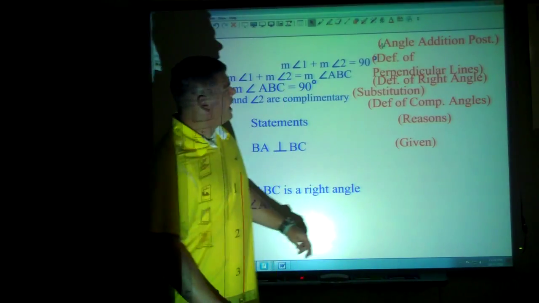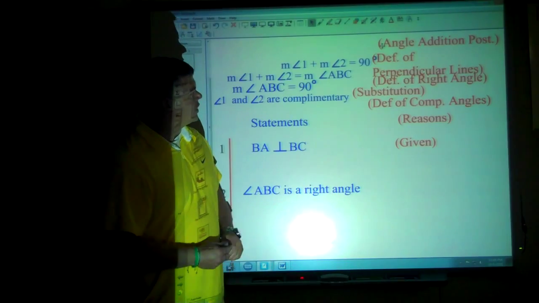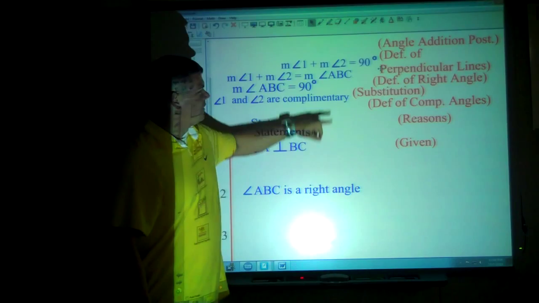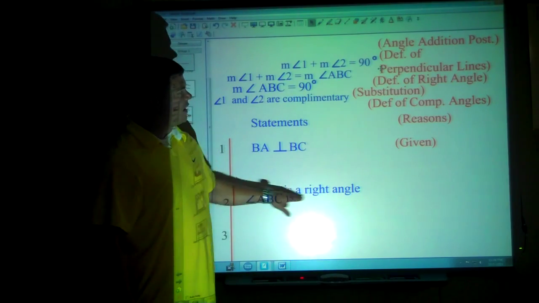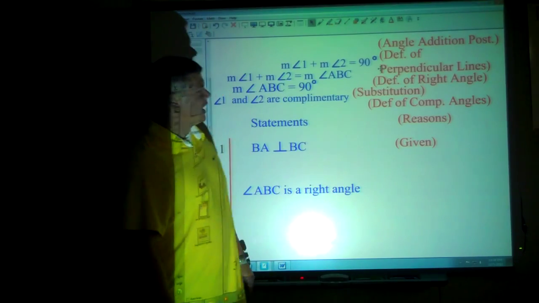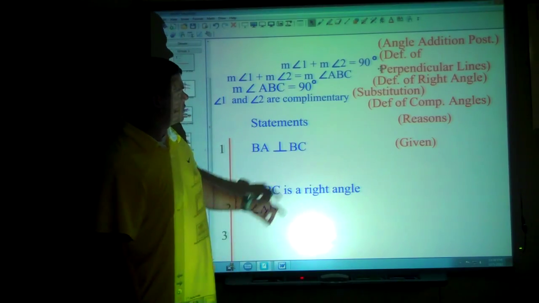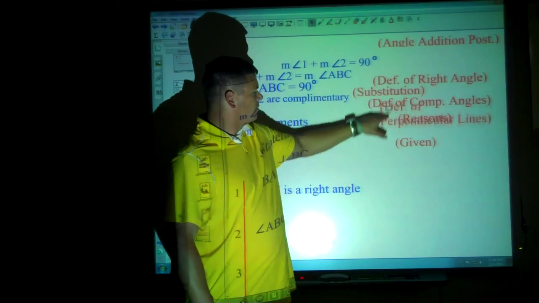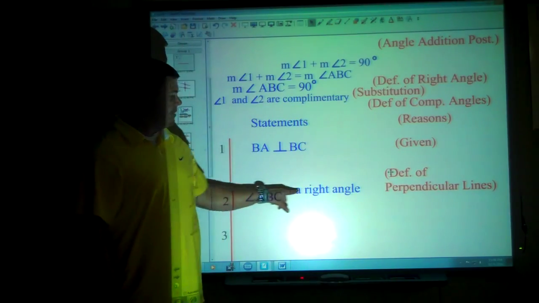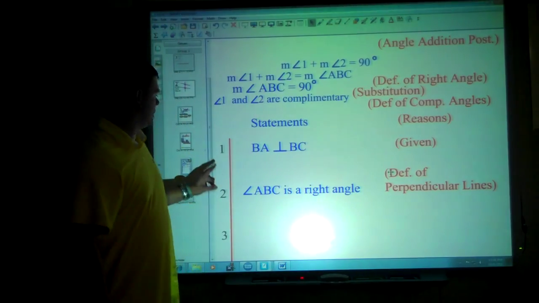Let's move that out. Angle addition. Nah, that doesn't look like angle addition. Definition of perpendicular lines. That's a pretty good one. Definition of a right angle. No, that doesn't define what a right angle is. Substitution. Definition of complementary angles. I think our best choice for angle ABC as a right angle is to say definition of perpendicular lines. Because the lines are perpendicular, it means that ABC is going to form a right angle.